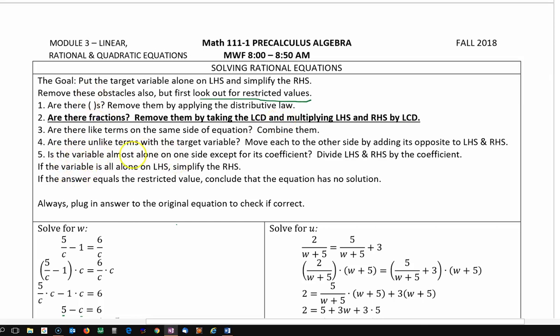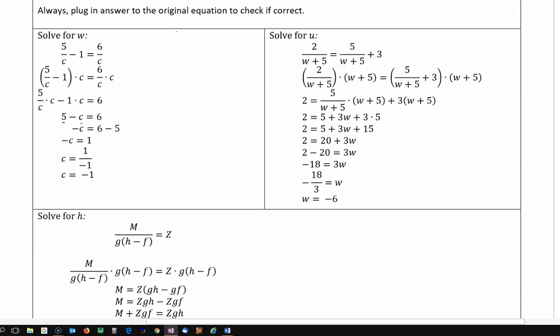In solving rational equations, because these are fractions, you will find that fractions are the main obstacle in solving them. So let's begin. Solve for C. That's not W, that's C. 5 over C minus 1 equals 6 over C. At once, fractions are an obstacle.